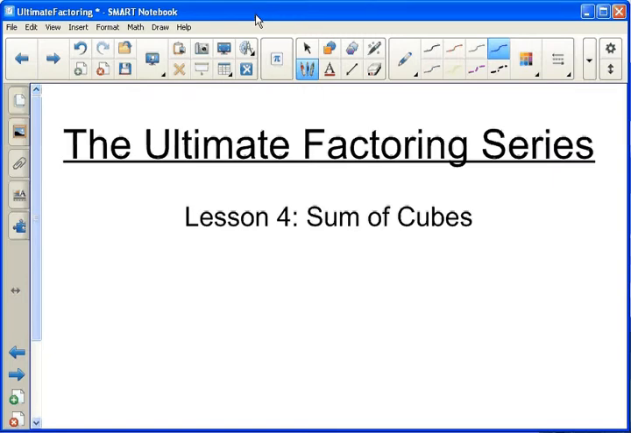The Ultimate Factoring Series, Lesson Number 4, The Sum of Cubes. I would strongly encourage you, if you haven't already, to make sure you look at Lesson Number 3, The Difference of Cubes.